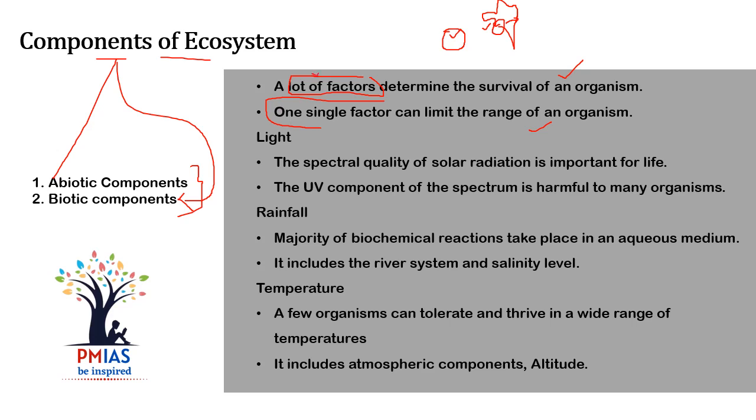So even though there are many factors, one single factor can act as a limitation of an organism. Okay, what are all the limiting factors? Light. When we look at light, that is the solar radiation is important for life. It is obvious because plants need light to do photosynthesis. So this is the positive side of light.